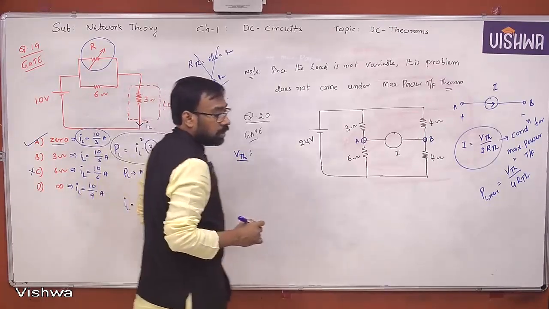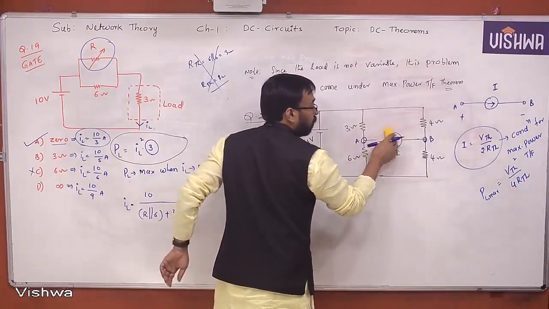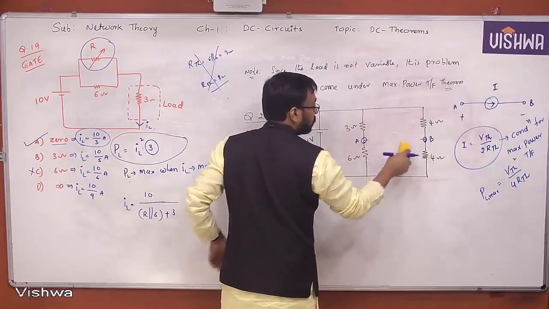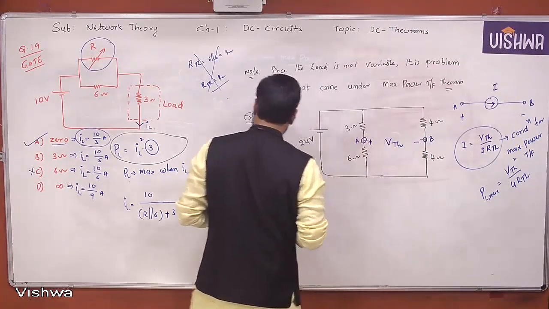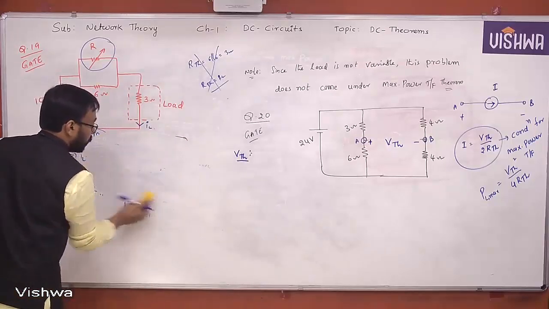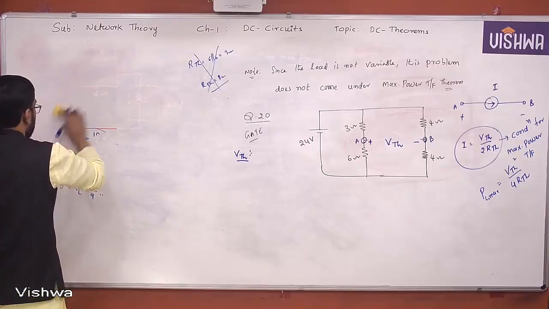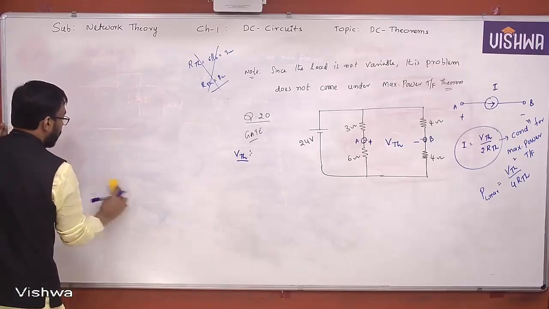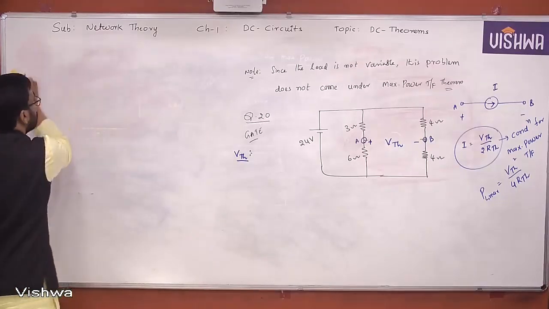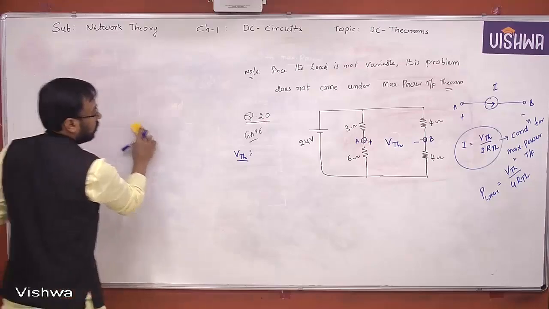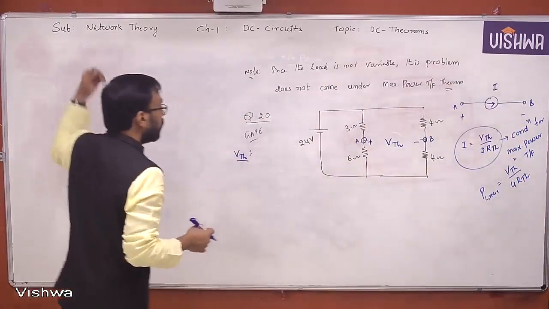Please redraw the network once again. The assumption here is plus on this side, minus on this side, and this is going to be VTH. Hope all of you understand the question. That's what I was trying to tell you, that the load may be anything. It might be a voltage source, or a current source, it might be a resistor, or it might be a circuit.